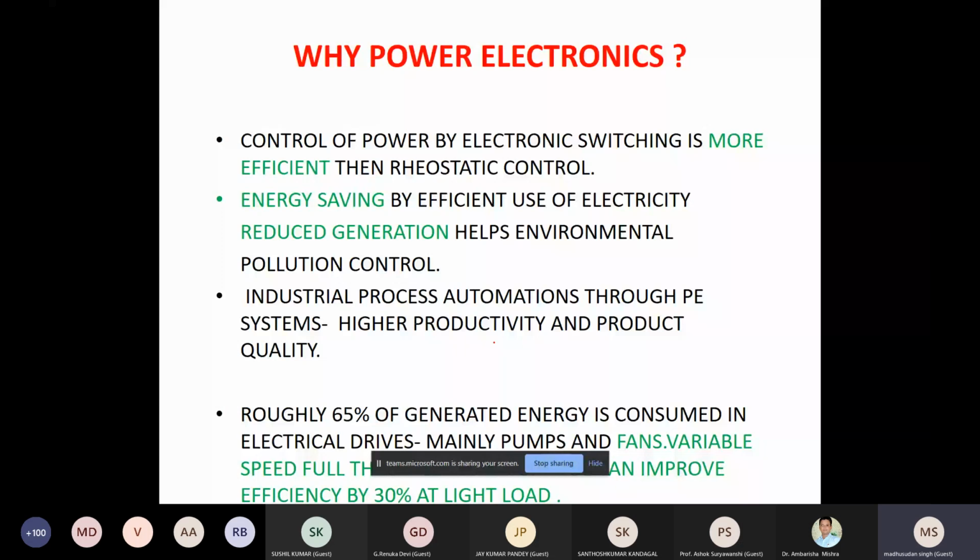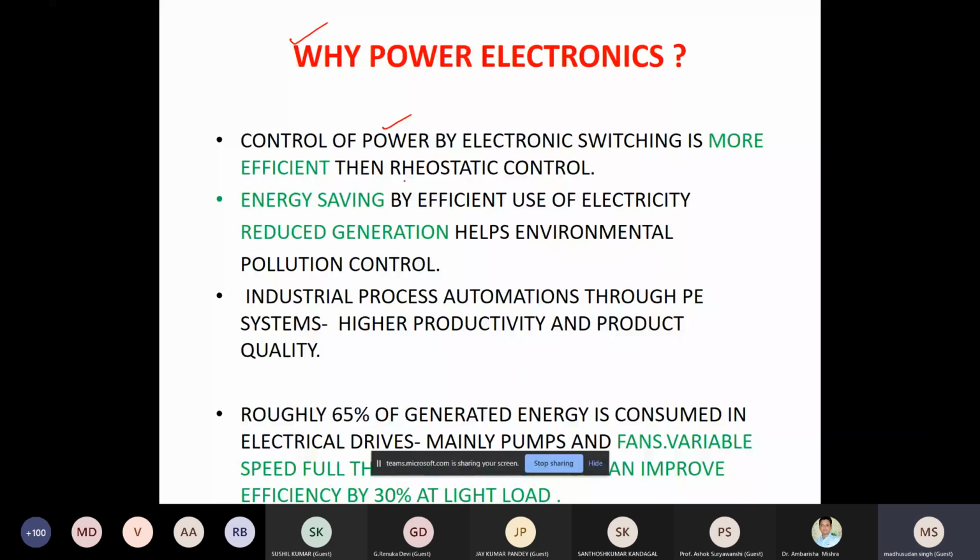So let me tell you why power electronics has become so important. It's not that before the development of PE, that is before 1956 or 58, there was no way to control power. There were ways to control power, but you might know the static control.